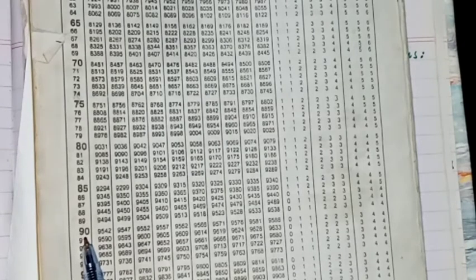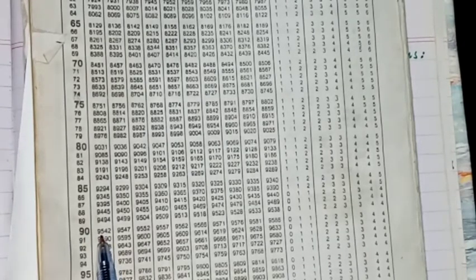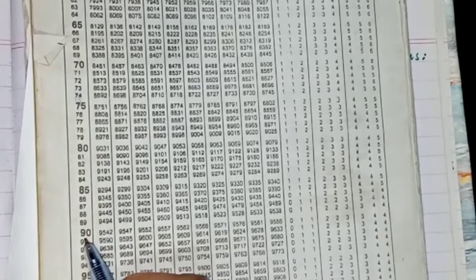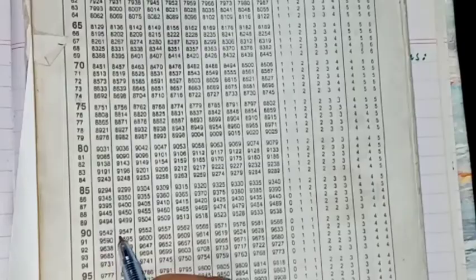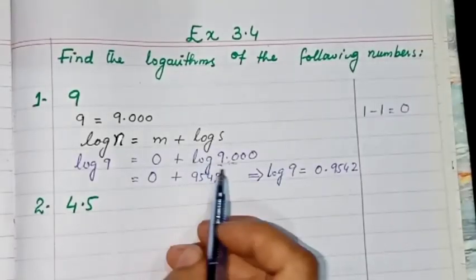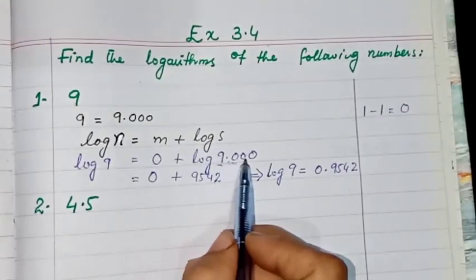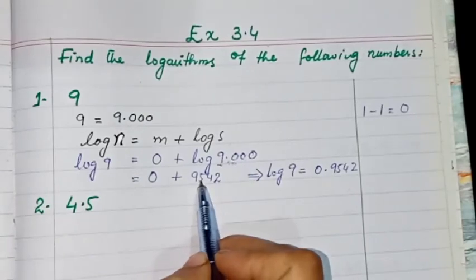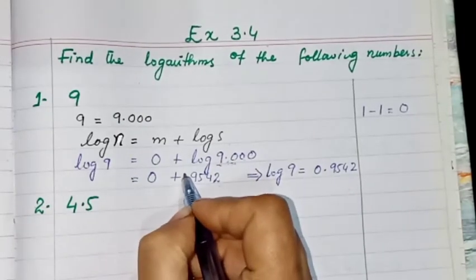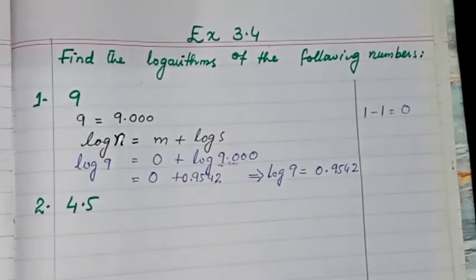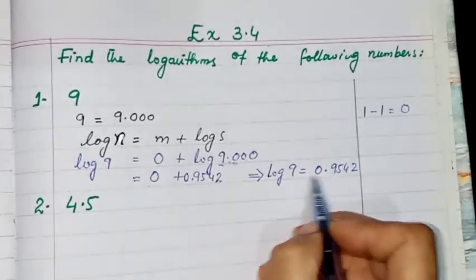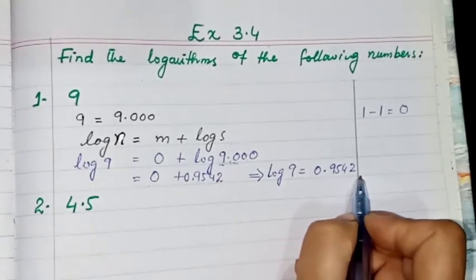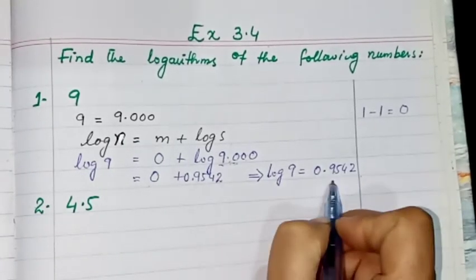Here is the 90, and after 90 we have to go for the 0 column. I am taking 90 and the 0 column value, that is 9542. By looking at the logarithm table, 90 at 0 we found 9542. As it is the decimal part, we have to write it like this, so it will be 0 plus 0.9542, and the answer will be 0.9542. This is the answer for log 9.